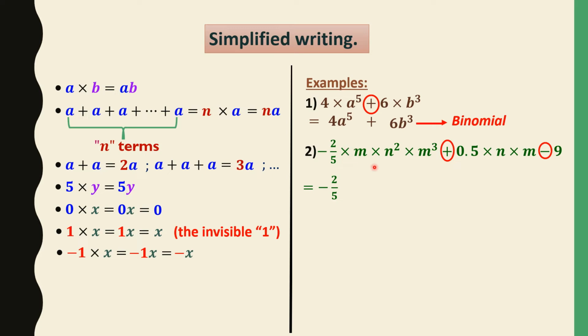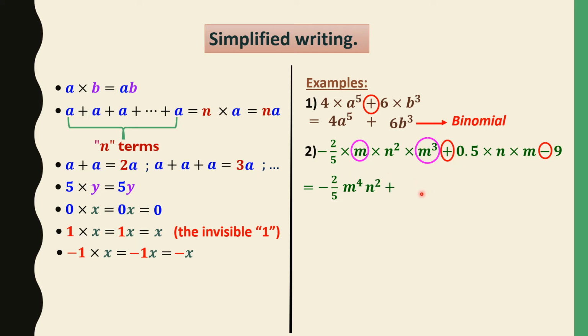Here the times, we can remove it. Now, if we have powers with same base, we can write them in the form of 1 power. M has exponent 1 and m cubed has exponent 3. We can write it in the form m exponent 4. We add 1 plus 3, it's m exponent 4. So we write m exponent 4, and we can remove the times, and we copy n squared.